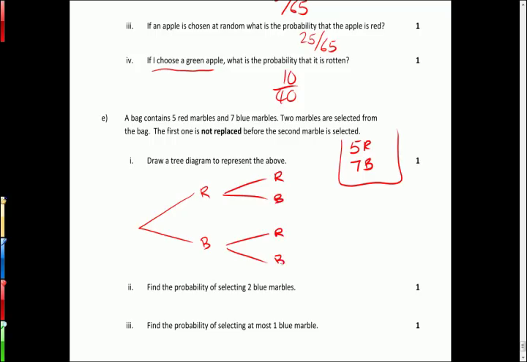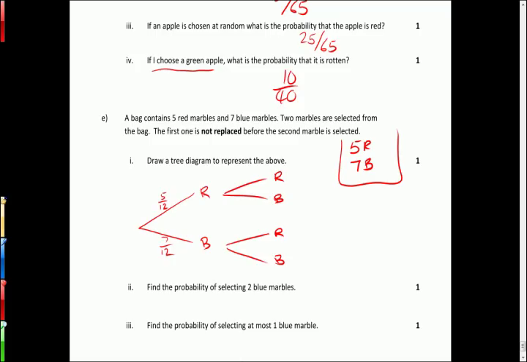Red, blue, red, blue. The chance of getting a red marble initially is 5 out of the total number of marbles, which is 5 plus 7, which is 12. I've got a 5 in 12 chance of getting a red marble. I've got a 7 in 12 chance of getting a blue marble. Great. Now let's fill this in.